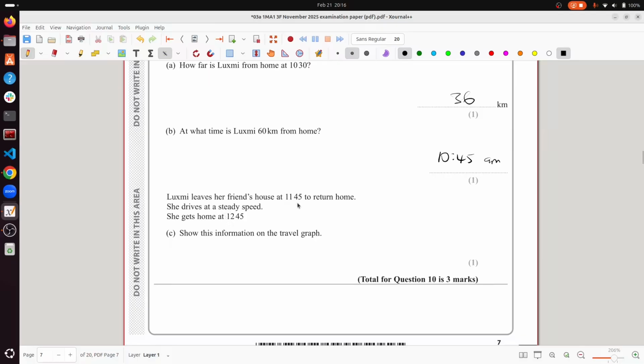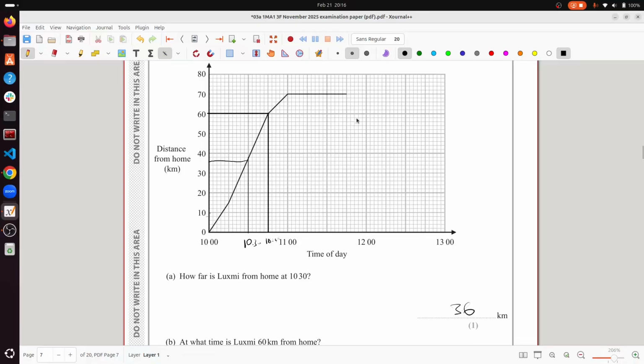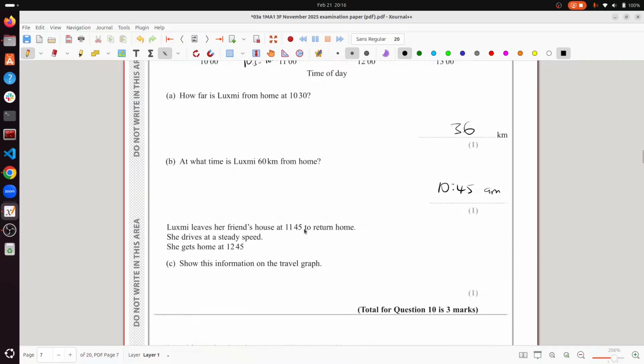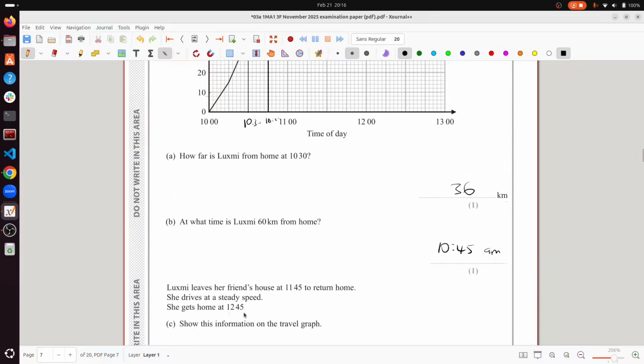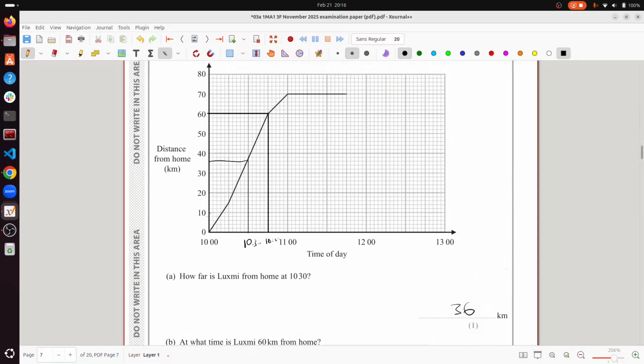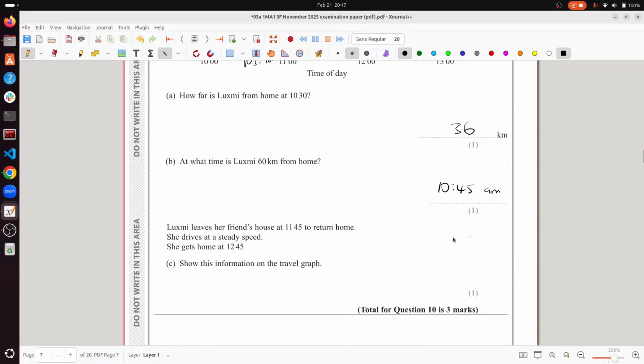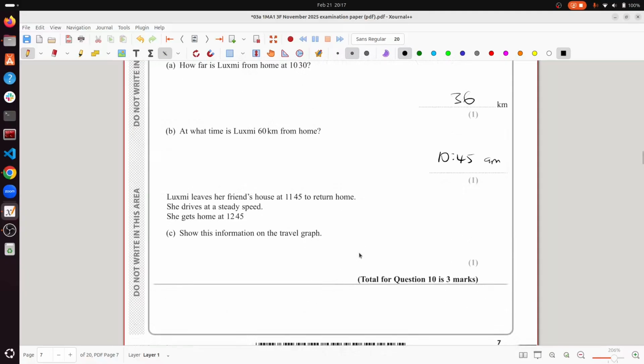Lakshmi leaves her friend's house at 11:45, which is this time, to return home. She drives at a steady speed. She gets home at 12:45. Show this information on the travel graph. So from 11:45 and stops at 12:45. 12:45 is this point, and since it's a steady speed, that means it's a straight line graph. This is 12:45. That's it. That's my straight line graph.